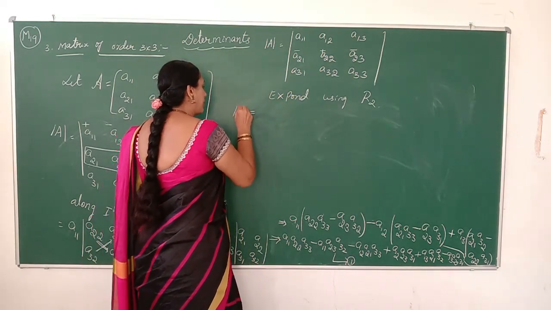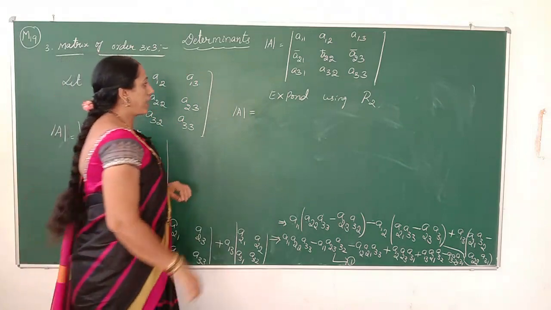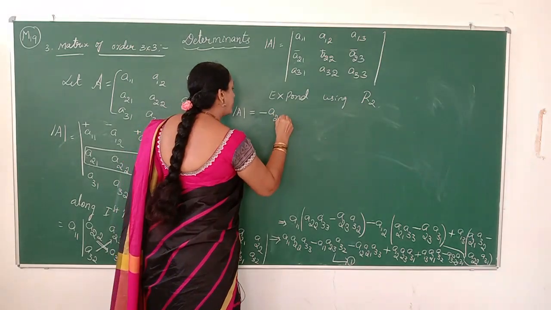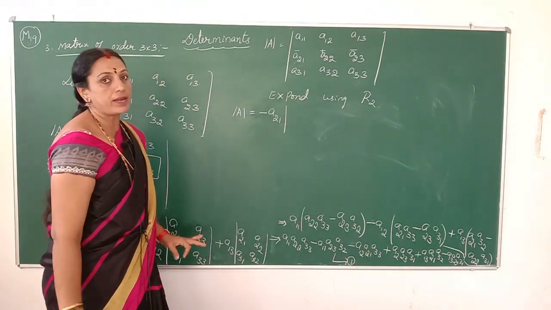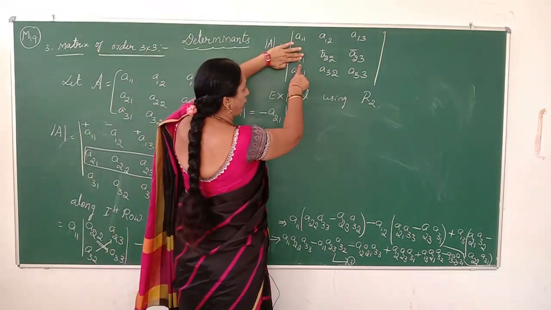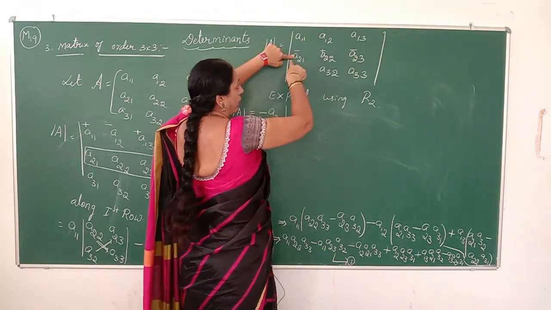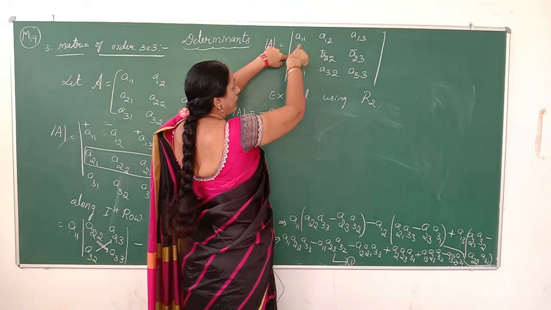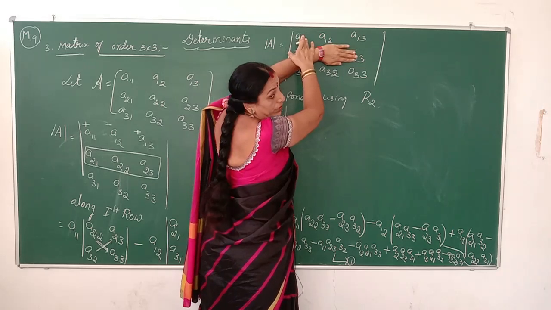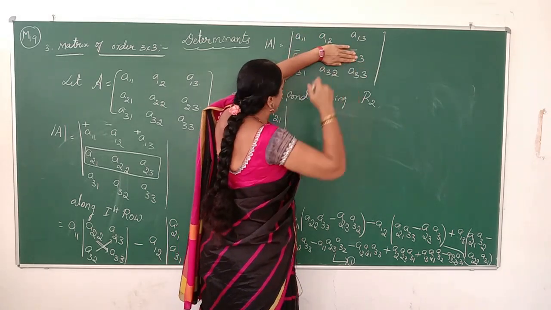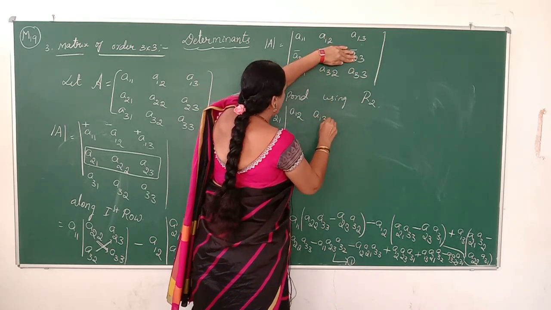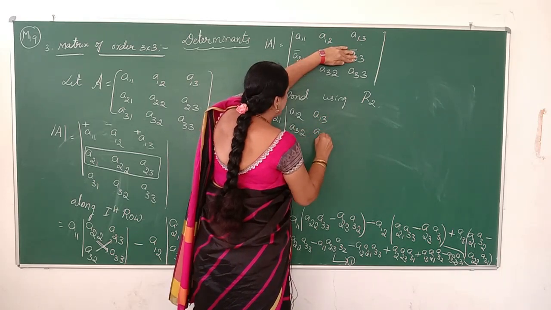Simplified, what are the elements? The value of the determinant of A equals: the first element is multiplied by minus, that is minus A21 of. So this is how we expand the 3 cross 3 determinant in terms of 2 cross 2. A21 is an element of the first column, second row. Therefore these elements get neglected. The remaining are A12, A13, A32, A33.